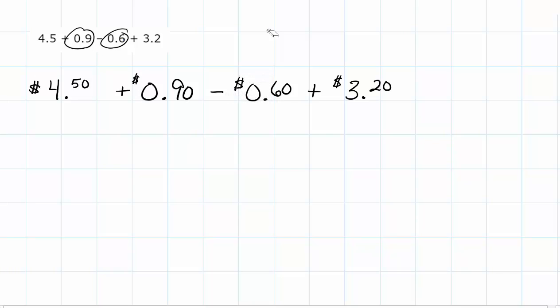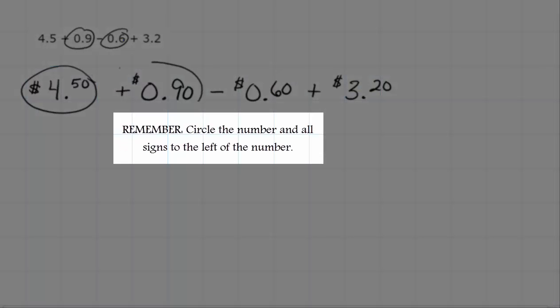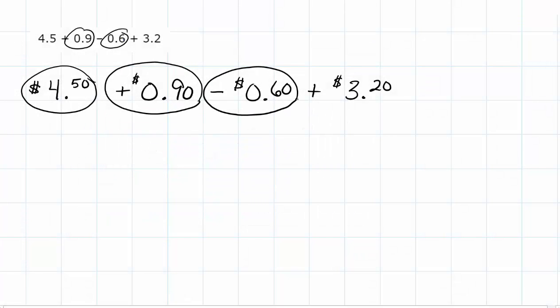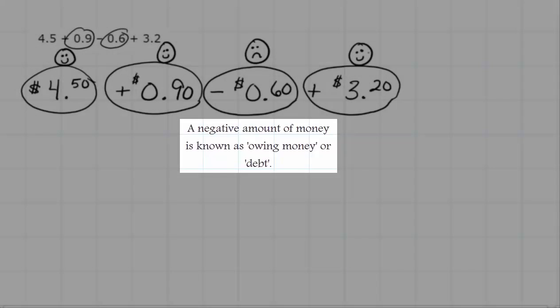Now, since I don't see perfect opposites, I still want to make sure that I circle my numbers. So I have $4.50. I have 90 cents, and I'm going to circle the sign that goes with it. 60 cents, and I circle the sign that goes with it to the left. And the same thing with $3.20. Now I'm going to mark what type of dollar amount I have. The 90 cents is positive. The 60 cents is negative. But the $3.20, that's positive as well.